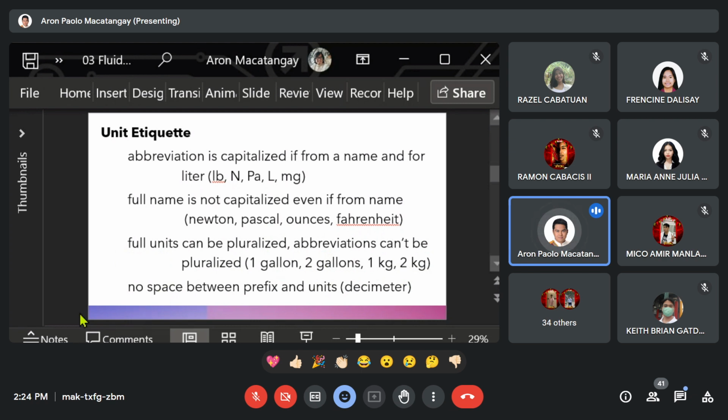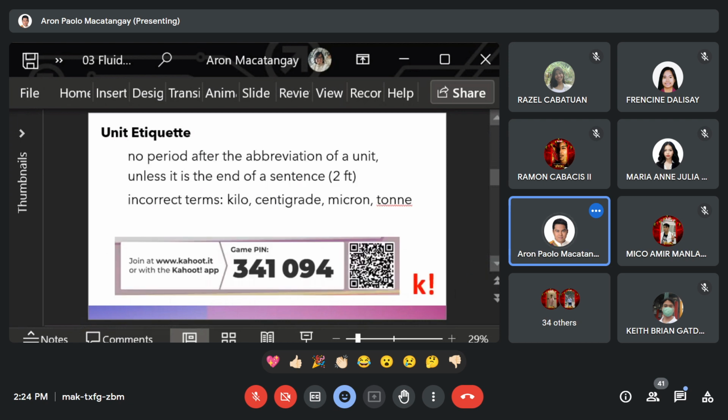Okay? There should also be no space between prefix and units. For example, decimeter, no space between deci and meter. And no period after the abbreviation of a unit. For example, 2 feet, you should not add a period after FT. There should be no period, unless of course it is the end of a sentence. So the period there would be the period for the sentence and not for the unit.